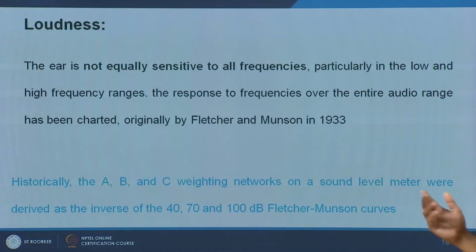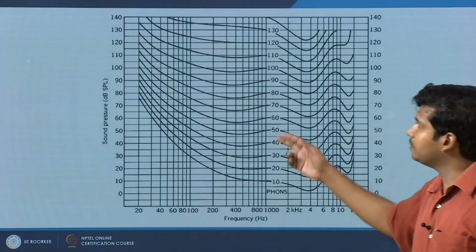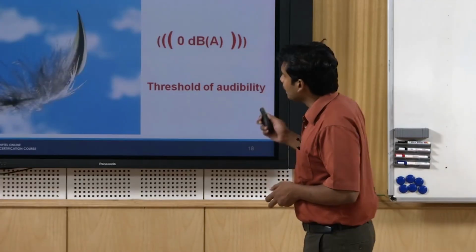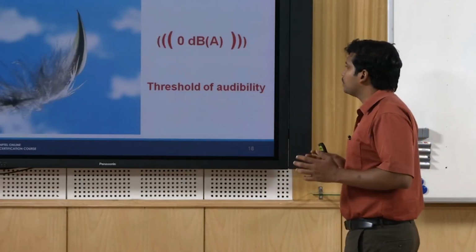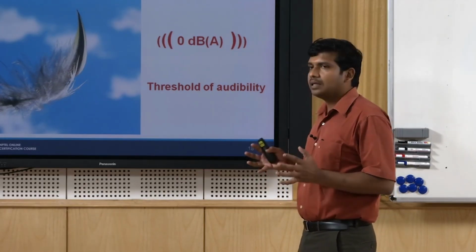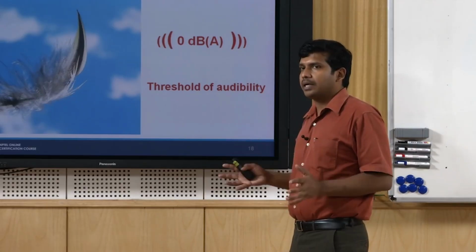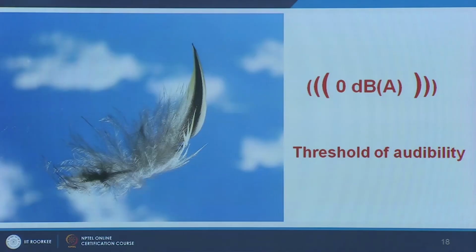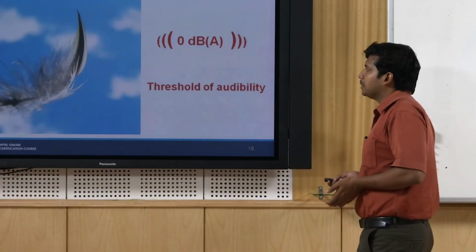This A, B, C or other types of weightings are primarily derived as an inverse of this Fletcher and Munson loudness curves, equal loudness curve. To quickly brush up the sound pressure level, the threshold of audibility, typically you do not hear anything. There is nothing like 0 decibel, even in a very peaceful quiet environment you will not be able to measure 0 decibel, because air itself is exerting some pressure frictions, it will cause a minimum amount of 20-25 or at least 30 dB sound to be present in any space.